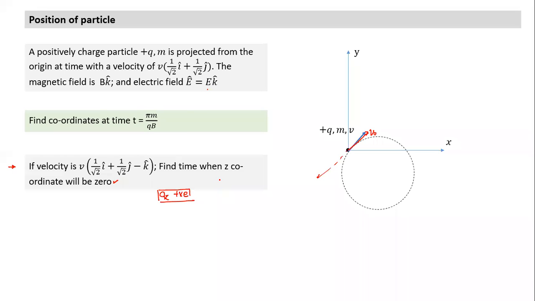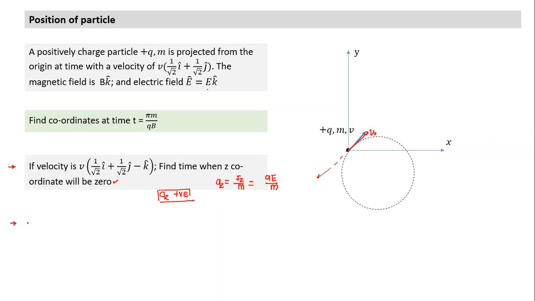So what is the force? What is az equal to? az equals force in z direction by m, which is qE by m. That's the acceleration it has, and it's opposite to velocity. Now, can you calculate how much time it will take for the z coordinate to become 0? What is the time taken?